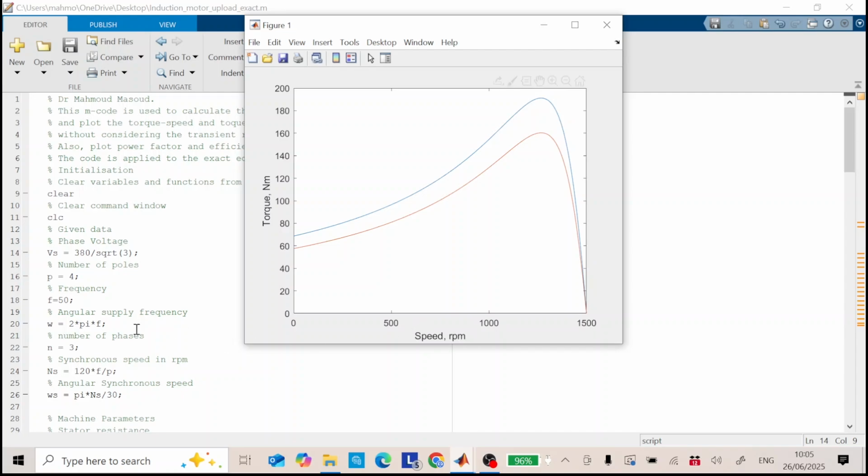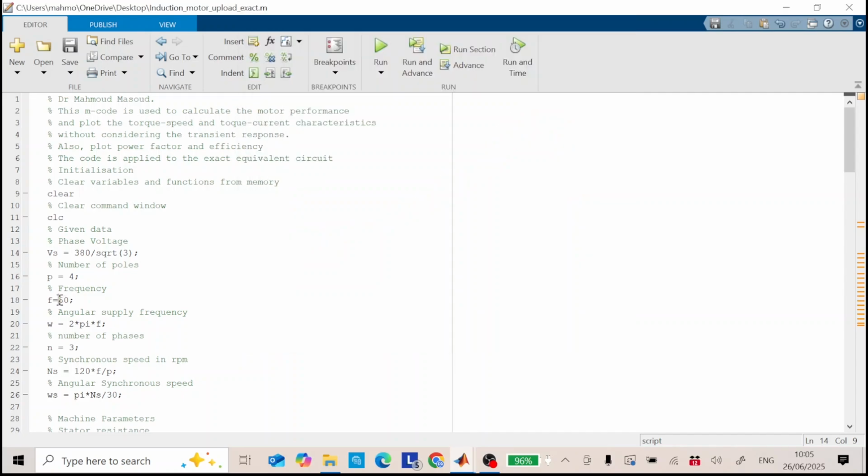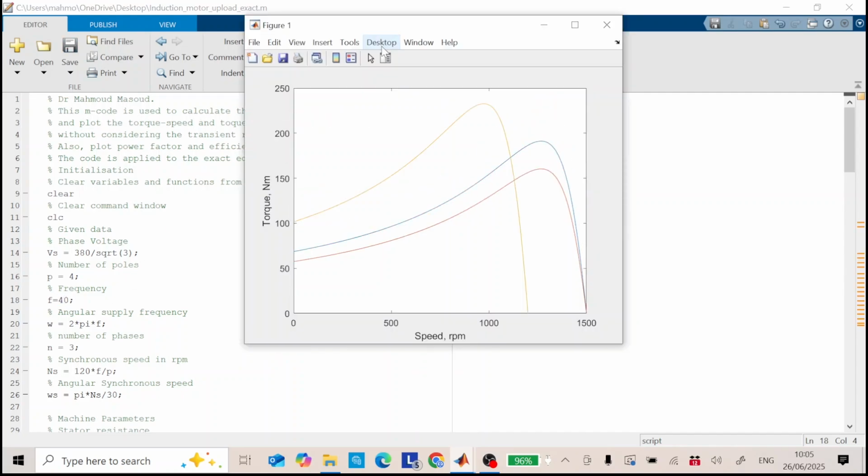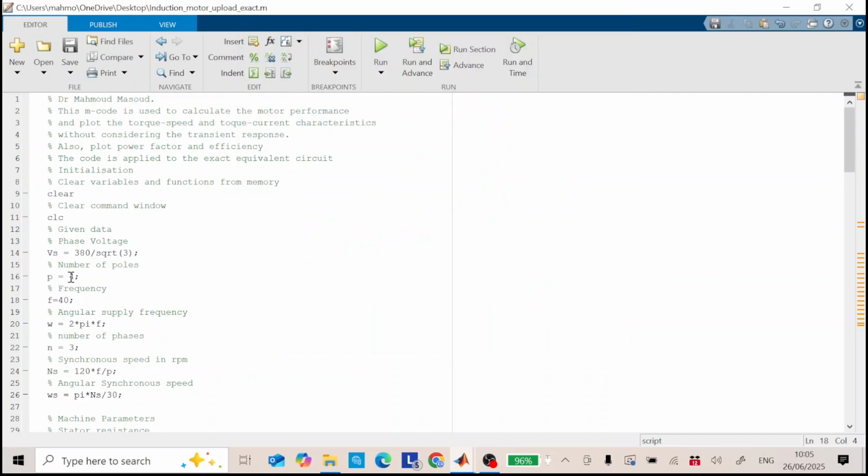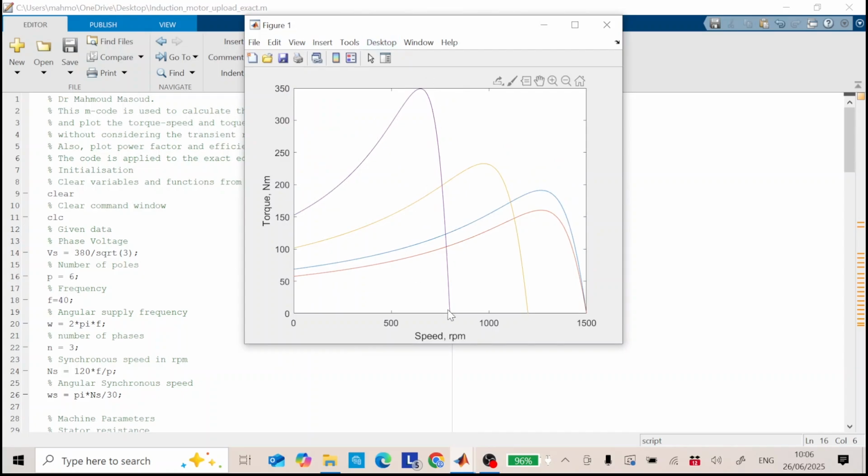So what would be the case if we change the frequency to 40 Hz instead of 50 Hz? Run. So this means synchronous speed is changed, maximum torque is changed, and starting torque is increased as well. So what will be the case if we change that one from 4-pole to 6-pole? So for the 6-pole machine that you have more maximum torque, more starting torque, so that one it depends on the machine performance or the parameters.